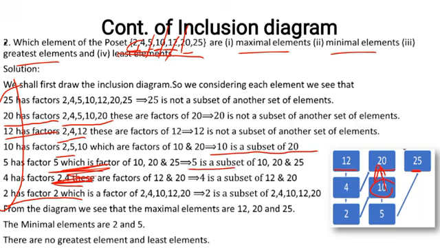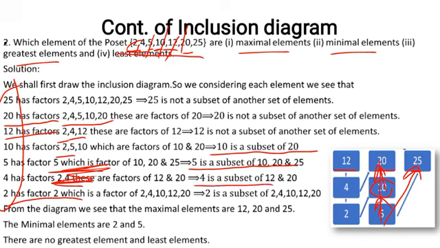Next is 5. 5 is under 10, 20, and 25. So 5 is right here. Can you see? It's under 25. And it goes into 10, 20. So that settles that 5, right? So we're through with 5.